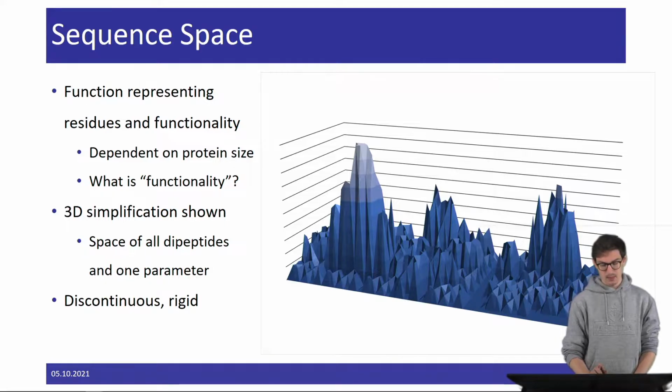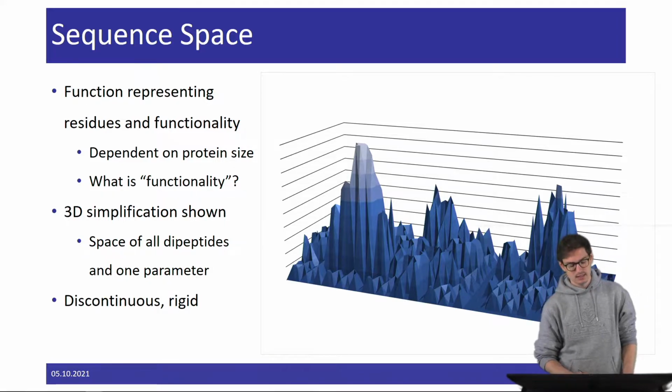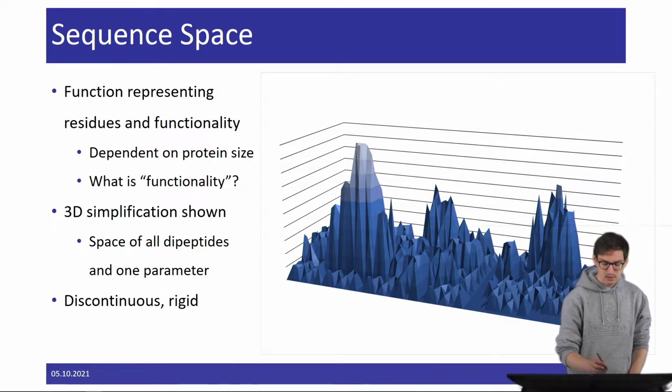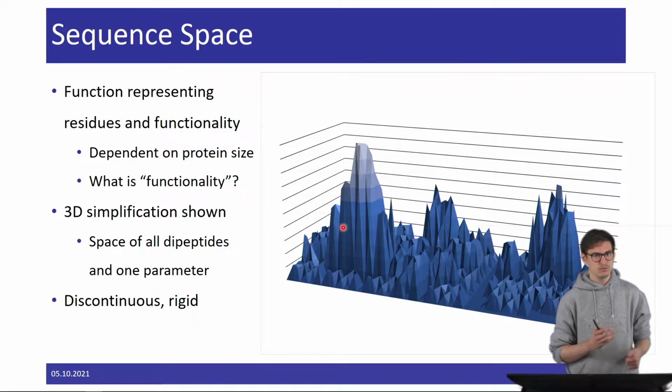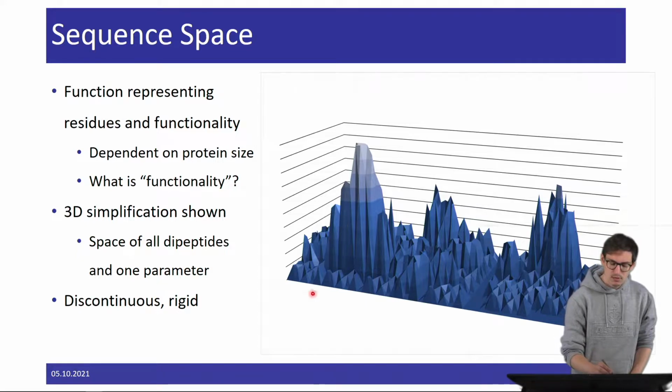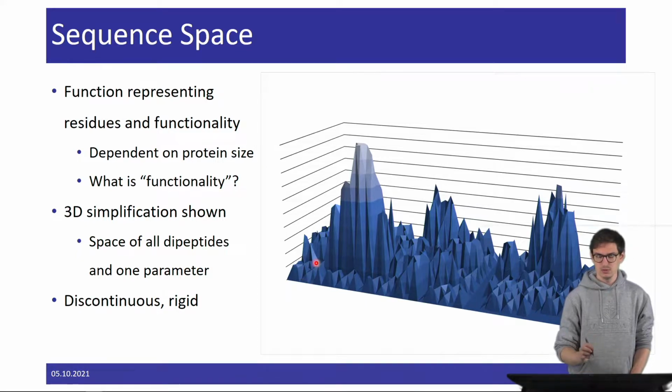Okay. It's also important to note that sequence space is discontinuous or rigid. Because our axes for the amino acids are nominal, so we have, for example, 1 point for lysine, 1 point for arginine, 1 point for serine, and so on, we do not have a really continuous function between those points in the plane, right? So we just show these by these rather harsh edges of sequence space.